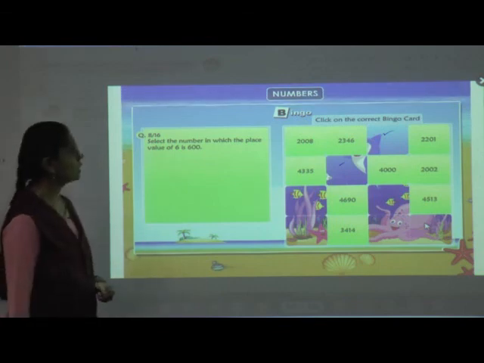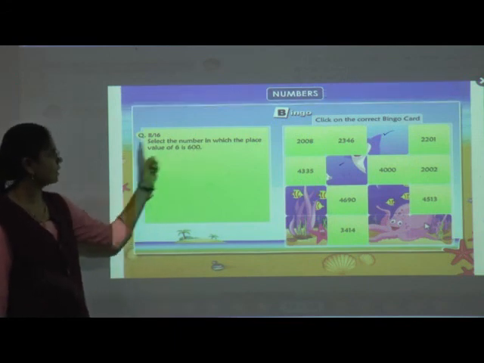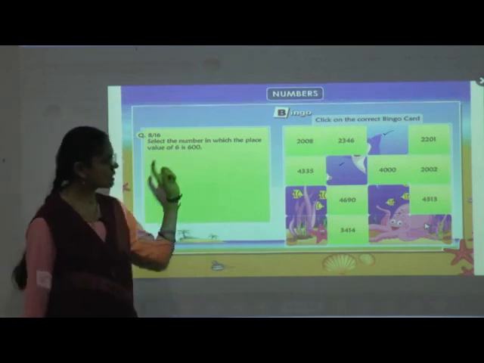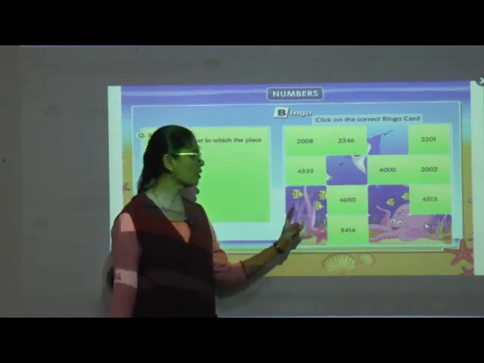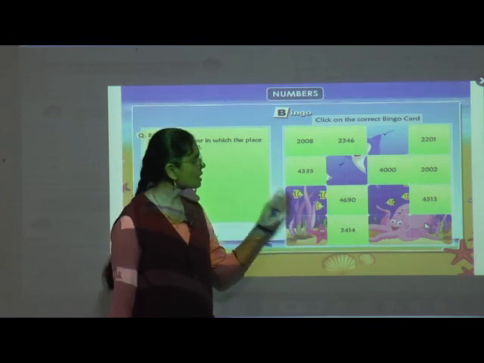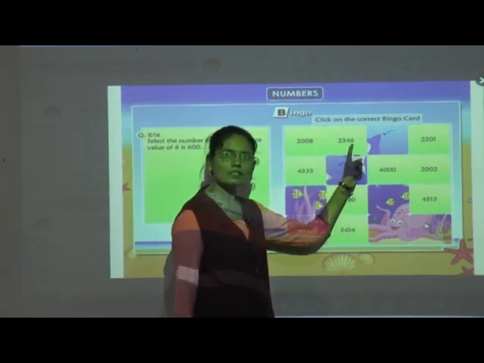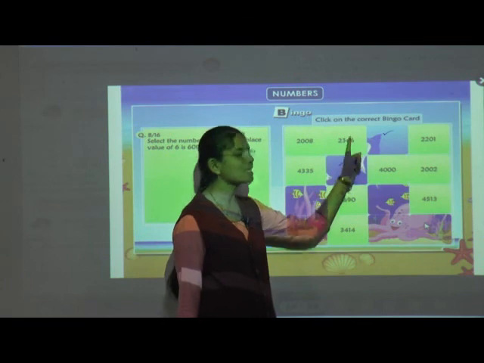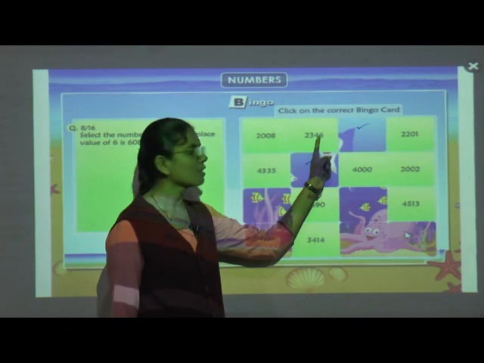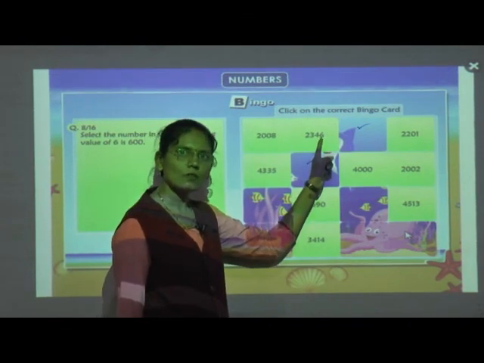Select the number in which the place value of 6 is 600. We have to find such a number. See here, at ones place 6 is there, which means the place value of this 6 is not 600. Then what is the place value of this 6? Only 6. Why? Because it is situated at ones place.